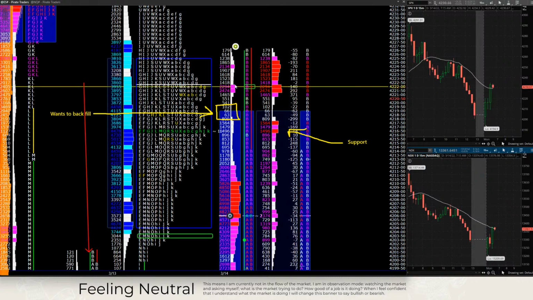Well, it's a little bit bullish that they're buying above these nodes. I still think we need to pull back down and backfill them, but this is a sign of buyers. So things are starting to get a little bullish here.